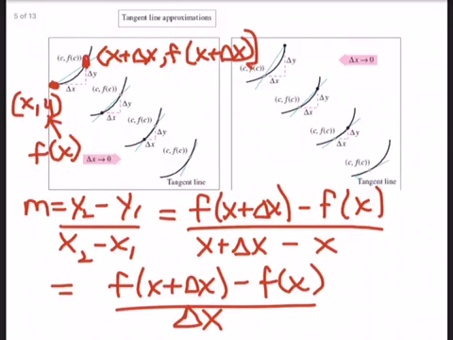The problem I have here, though, is that I'm not actually finding the slope of the tangent line. I'm finding the slope of the secant line. We would call this an average rate of change. And I always call that AROC, average rate of change. We don't want an average, we want an instantaneous rate of change.